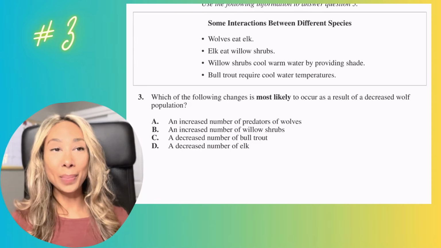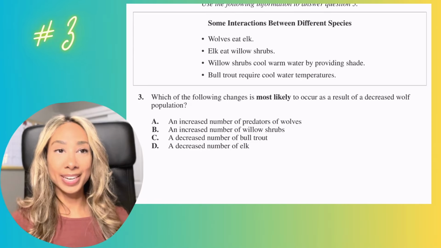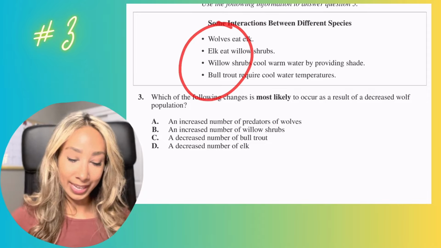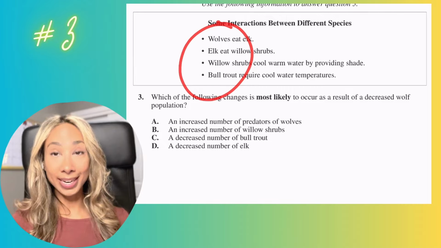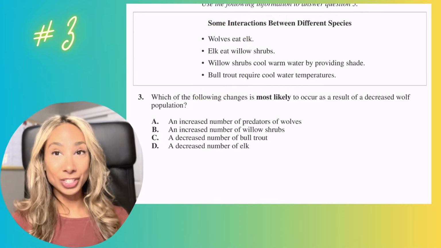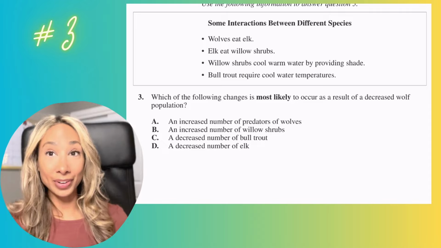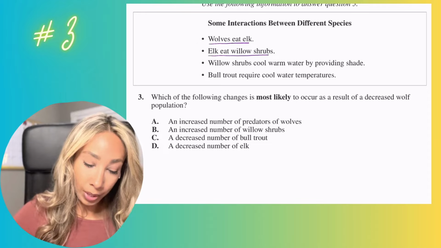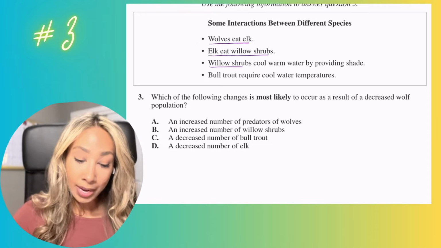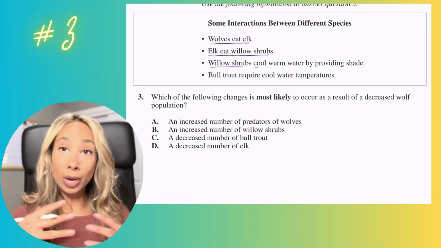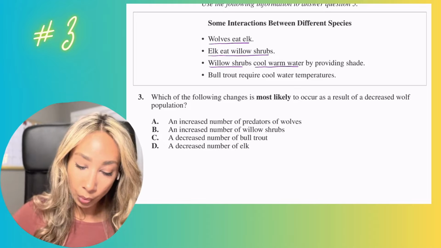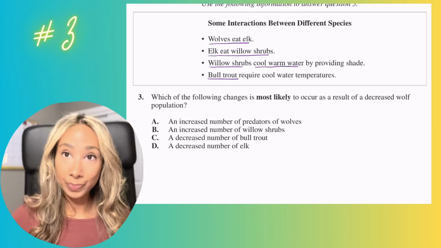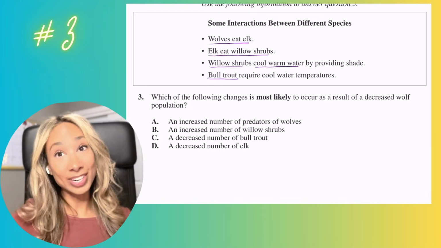Okay, question 3 here. Now with question 3, there's a couple of things that we need to be really clear of. It's basically allowing us to look at these options here and see how they all impact each other, recognizing that one downfall in our chain can obviously have an impact further down the line. So let's see what's happening here. We know the wolves eat the elks. We know the elks eat the willow shrubs. Now the willow shrubs are important because the more shrubs that grow, the more they're going to cool the water, and then that cool water is going to allow the bull trout to survive. Okay, so we have to keep those factors in mind in order to answer this question.